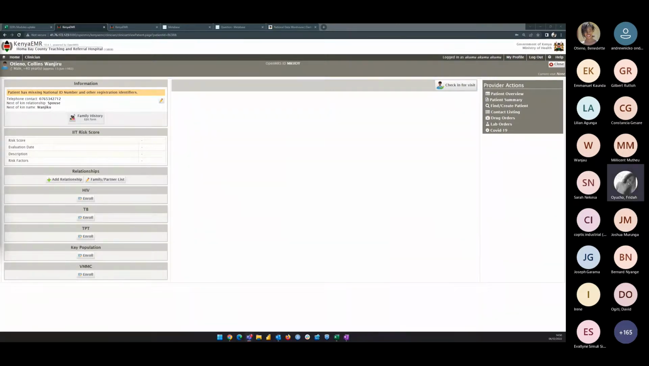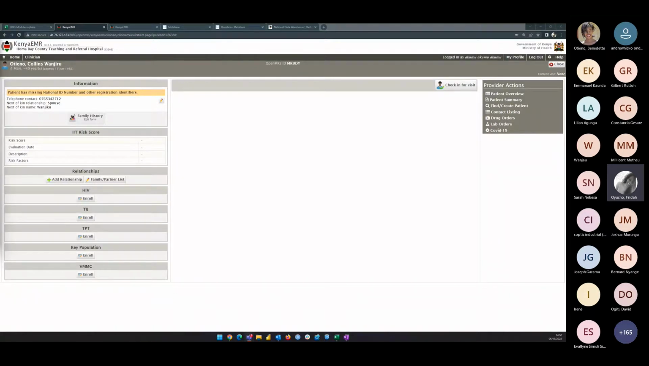Thank you, Otieno, and good afternoon, everyone. So I'm going to demonstrate how ML works at the facility level. We are going to be able to see the ML for HTS as well as ML for IIT. So for starters, we're going to look at ML for HTS.